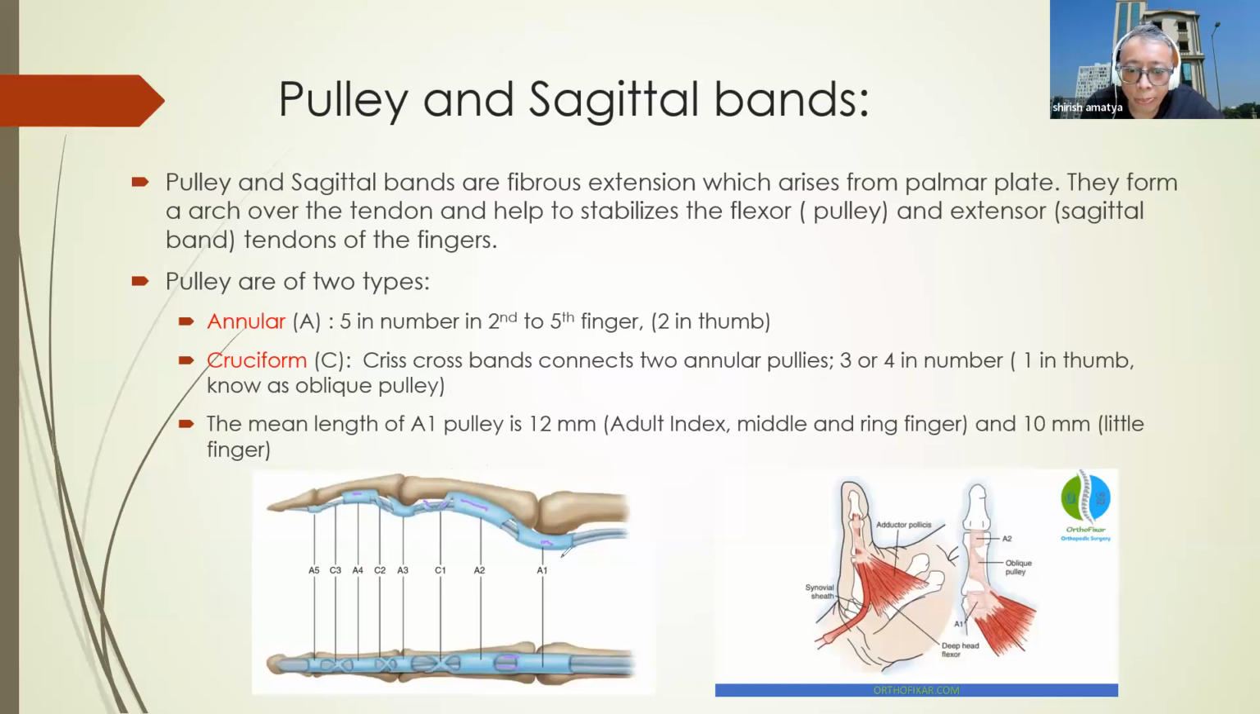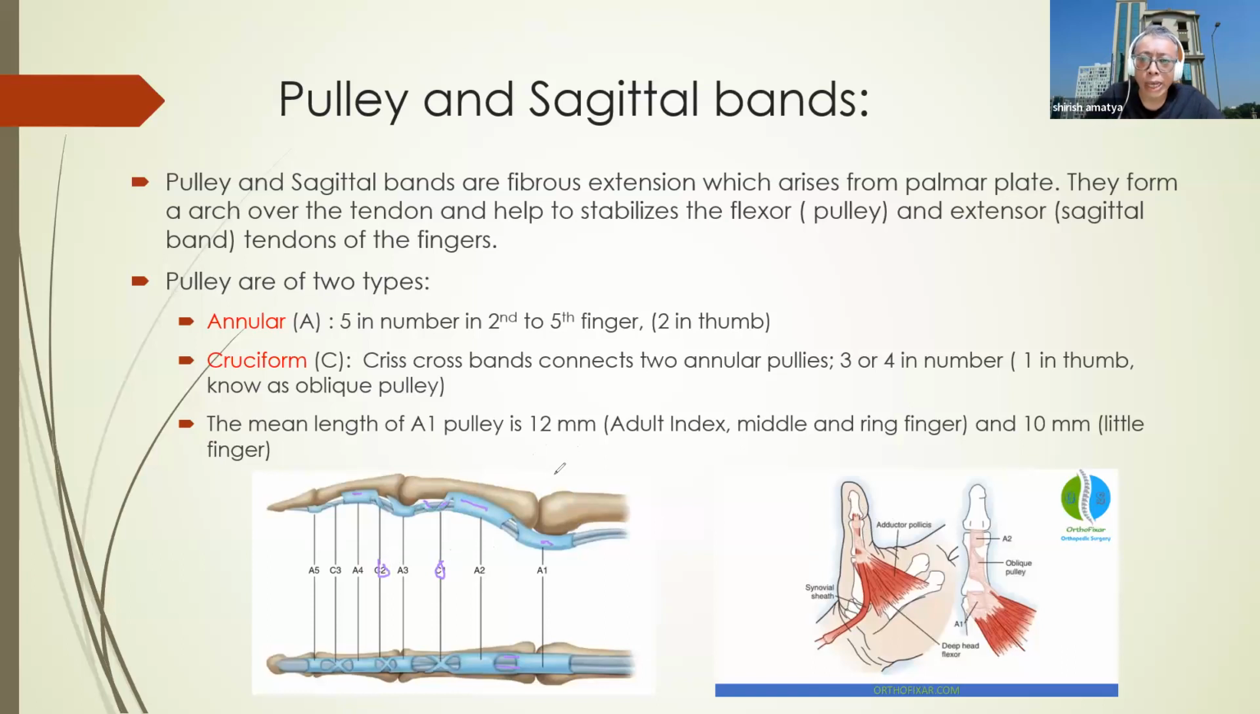As shown in the picture, there are 5 annular pulleys in the second to fifth digits and 2 annular pulleys in the thumb, because in the thumb the middle phalanx is usually absent. In some books they say there are about 3 cruciform pulleys, and in some books it's written there are 4 cruciform pulleys. These are the cruciform pulleys which help to join the 2 annular pulleys.